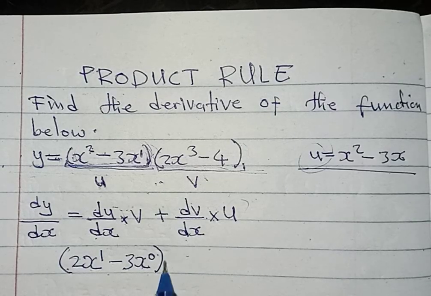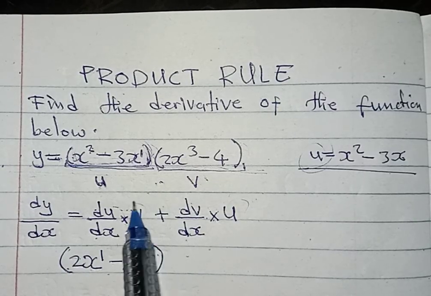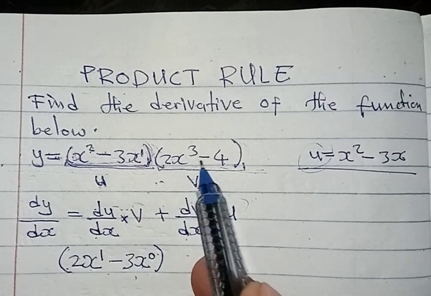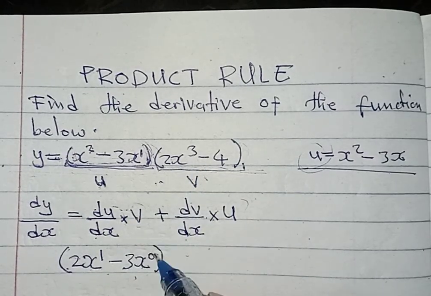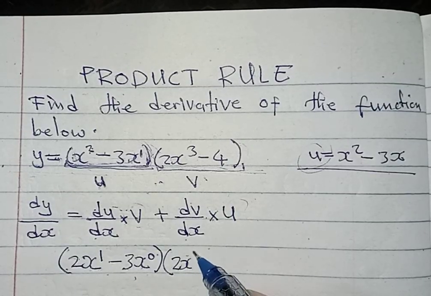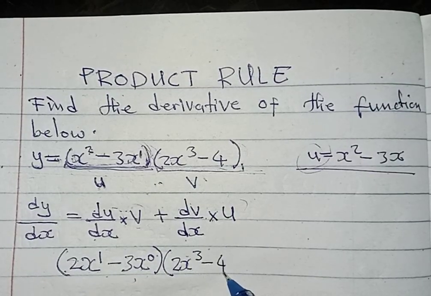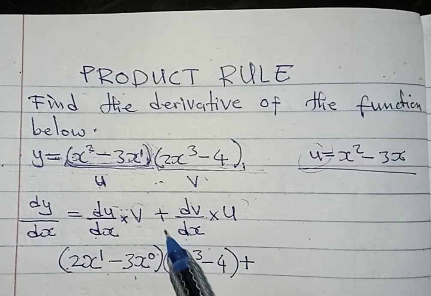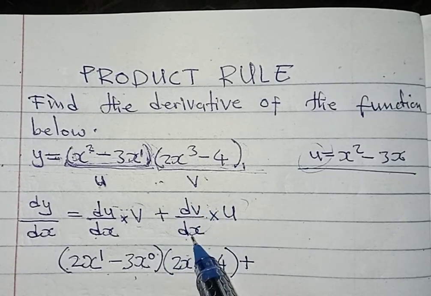So we multiply the whole of this with v. What is our v? Our v is 2x to the power 3 minus 4. So where there's v, we remove the v and do a substitution of 2x to the power 3 minus 4. Close parenthesis. Plus, let us find dv dx.